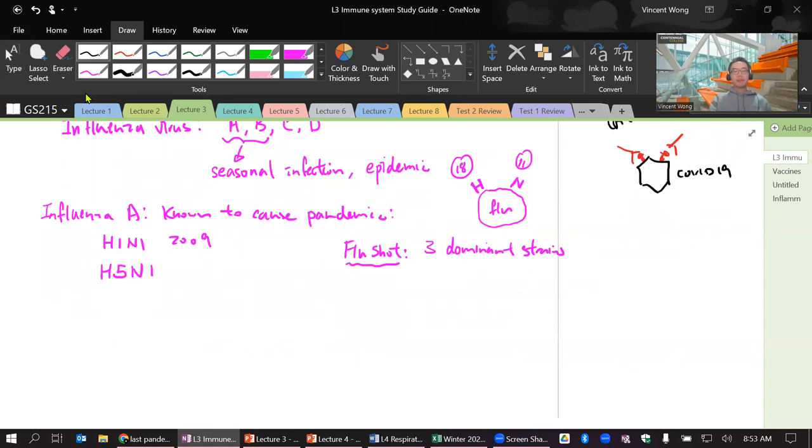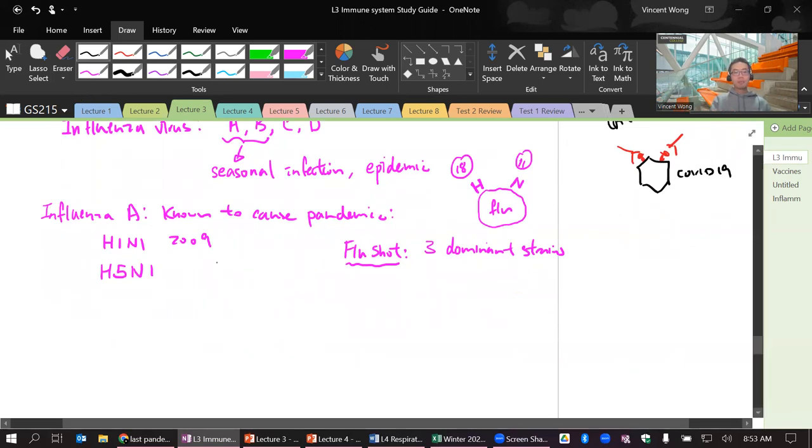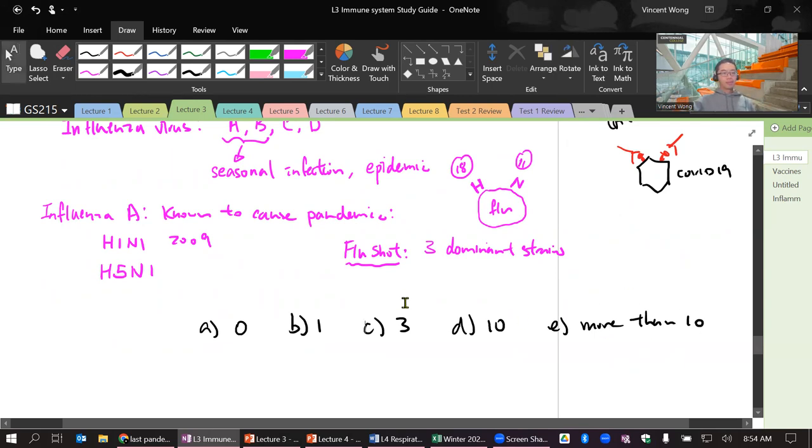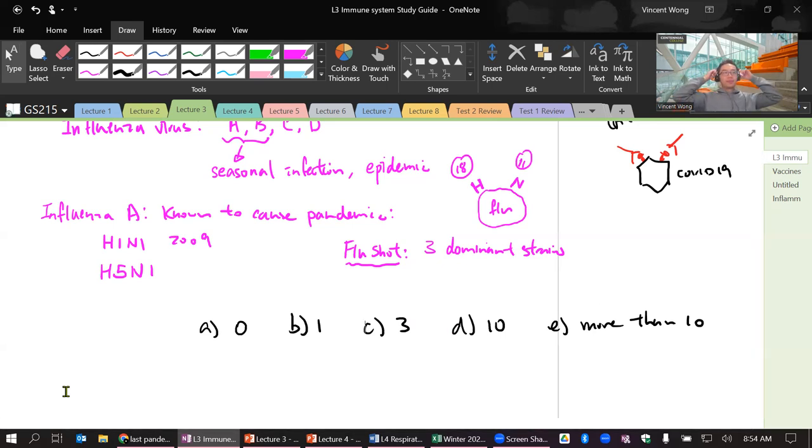In the history of mankind, how many diseases have we completely eradicated, completely gotten rid of, okay? Is it zero? Is it one? Is it three? Is it 10? Or is it more than 10? Okay, so what do you think? Just do the poll and let me know. How many diseases, viruses, pathogens have we completely eradicated?